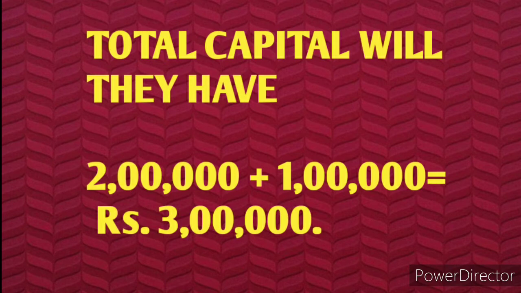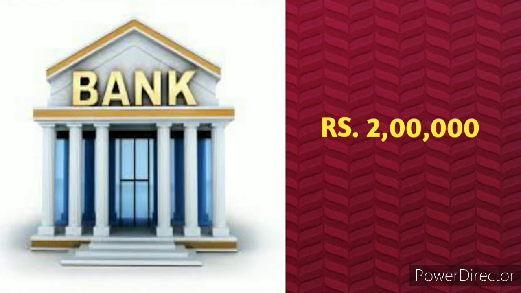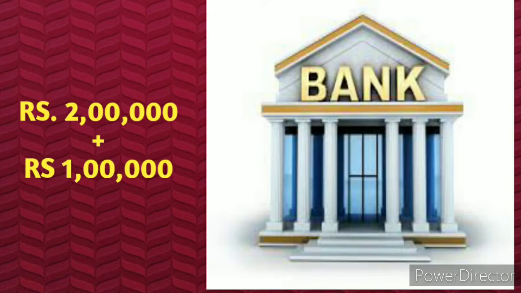Now think of it as, if it was not a firm, it would have been a bank instead of a firm. If we deposit 2 lakh in the bank, then the bank will give us interest on that 2 lakh. And if we deposit 1 lakh more in the bank, then the bank will pay interest on that additional amount too.